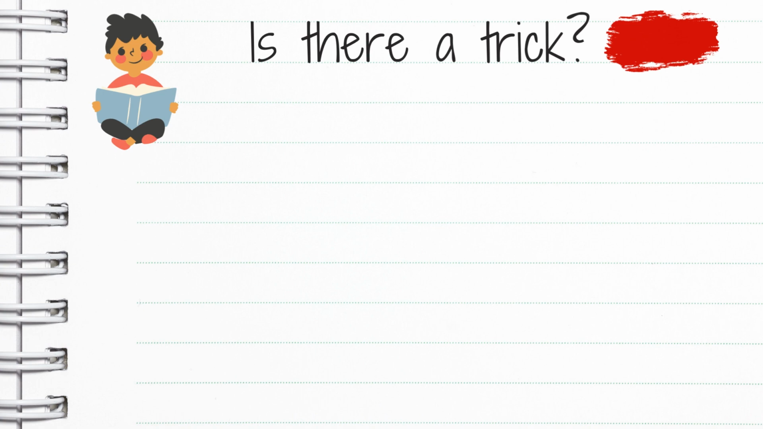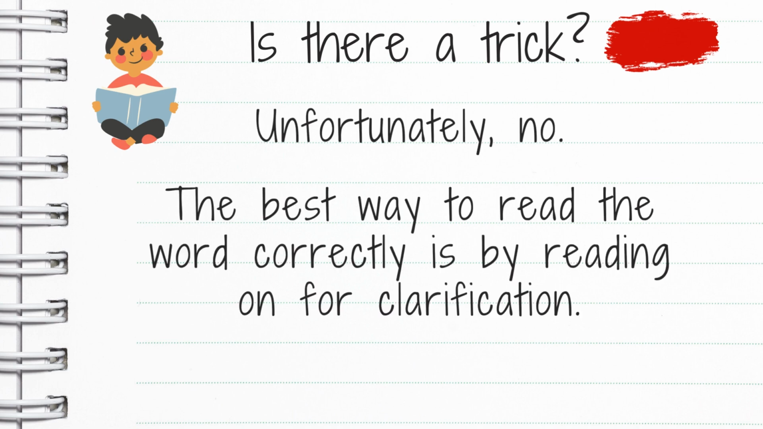So, is there a trick in deciding whether or not to read the word as read or read? Unfortunately, no, there's no trick. The best way to read the word correctly is by reading on for clarification. So what I mean by that is if you've come across this word, you're going to have to keep reading until you finish the sentence. And then if you read it as read and it didn't make sense in the sentence, go back and read it the other way as read.